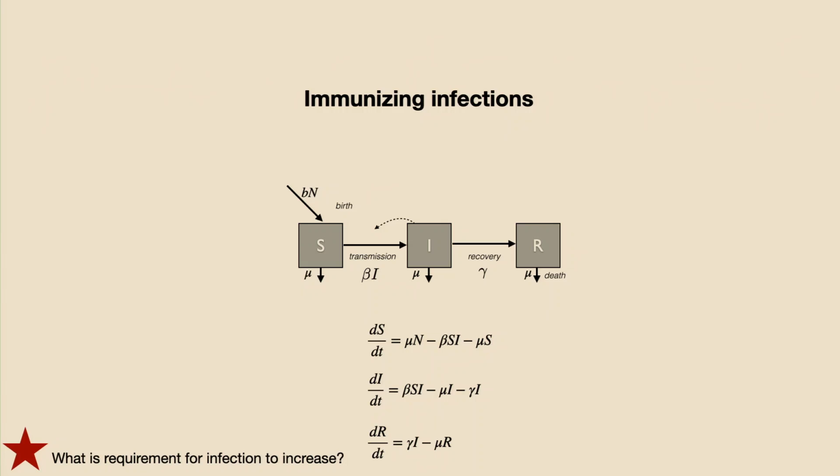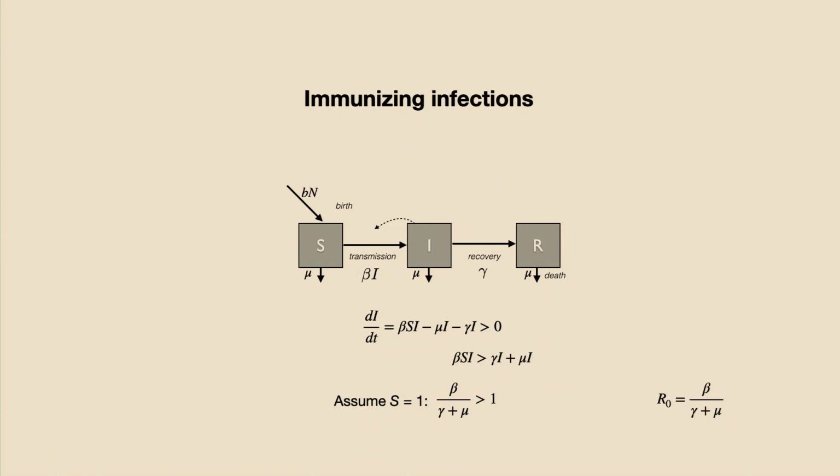What's the requirement for infection to increase? This is so below you guys' level, but somebody tell me anyway. The derivative of infections must be greater than 0. Exactly. So dI/dt is greater than 0: transmission greater than gamma I plus mu I, right? We just move them over. And we end up with this expression, which if susceptibles is 1 gives us a definition of R0, because as soon as you find these conditions that vary around 1, you have your R0 definition.